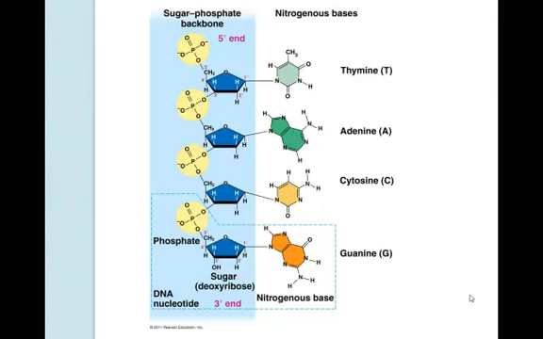Also note that each strand of nucleotides has directionality. At the top of the diagram you can see a nucleotide with a free 5' phosphate group. This is called the 5' end of the strand. At the bottom of the diagram you can see a free 3' hydroxyl group on the deoxyribose. This is called the 3' end of the strand.